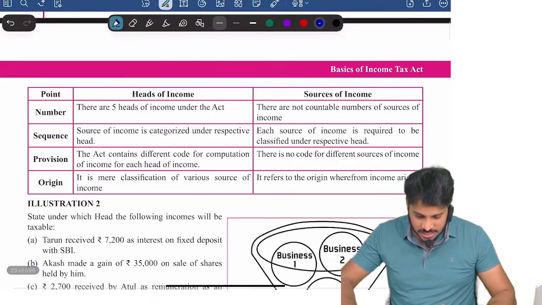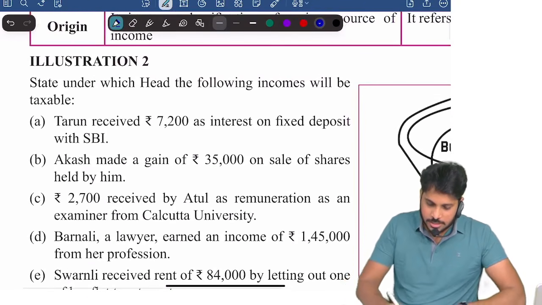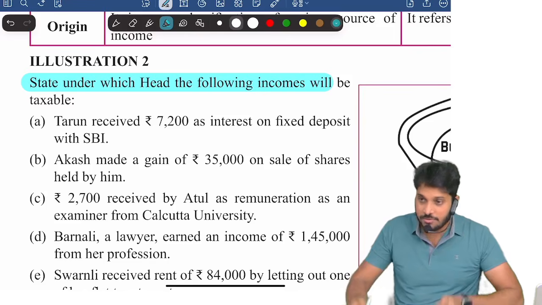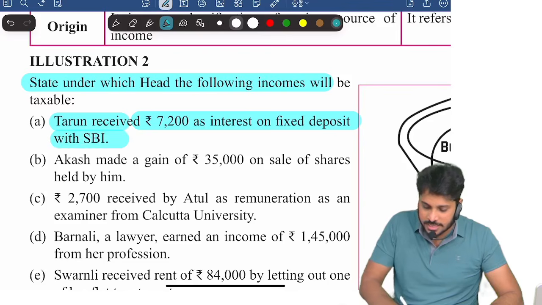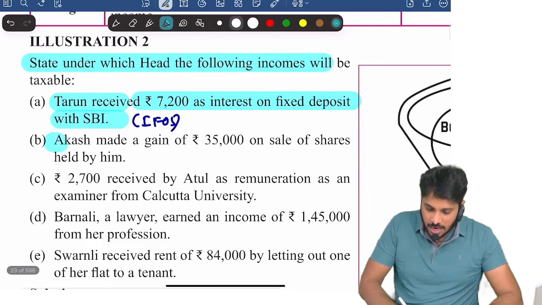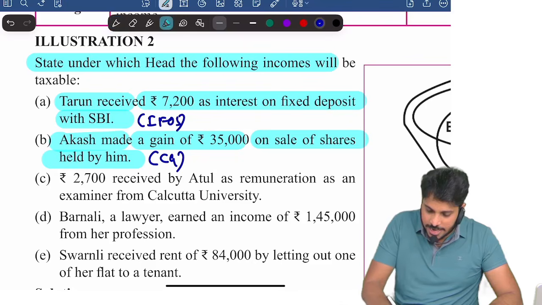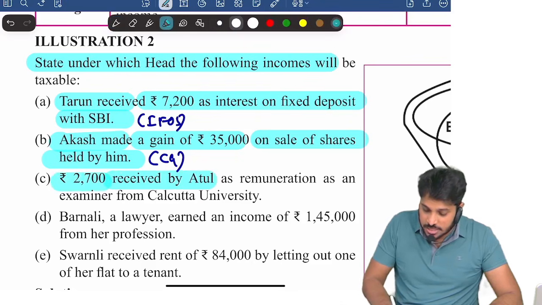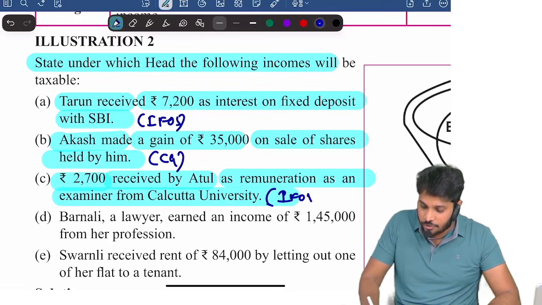Illustration 2, next illustration. Yes, below itself it is there. State under which head the following incomes are taxable. Tarun received 7,200 as interest on fixed deposit, IFOS, correct? Then Akash made a gain of 35,000 on sale of shares held by him. Yes, capital gain. 2,700 received by Abdul as remuneration as an examiner in Calcutta University, IFOS.